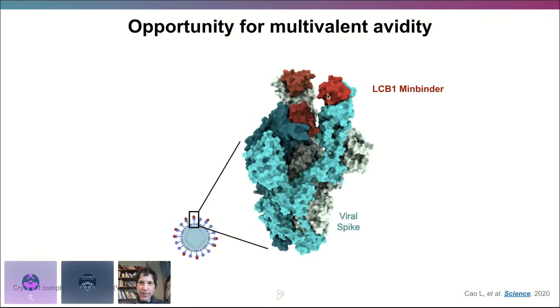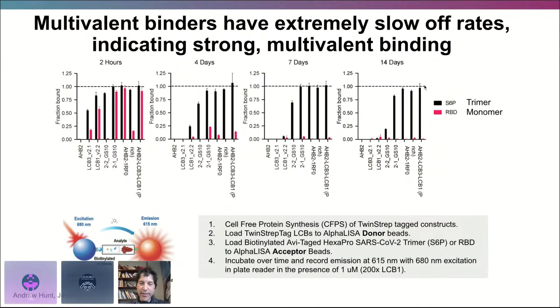Now we have these three small binding domains, 55 residues, binding to three RBDs on the spike trimer, and we can make still higher avidity versions by linking them together. This is data from Andrew Hunt at Northwestern. It shows that if we link these domains together, bind those constructs to the virus, and then measure the amount of protein associated with the virus over time, there is essentially no dissociation after 14 days. So these multivalent proteins, which are still very small, bind essentially irreversibly to the virus.